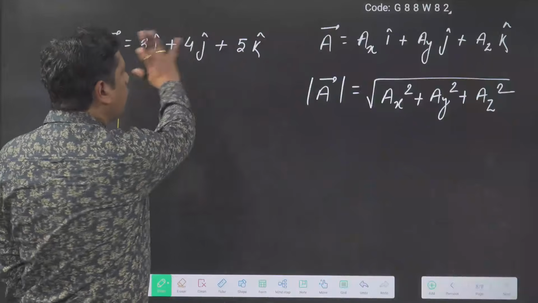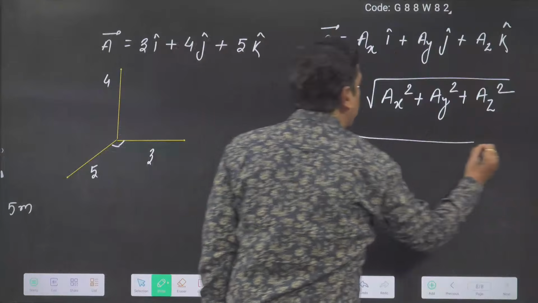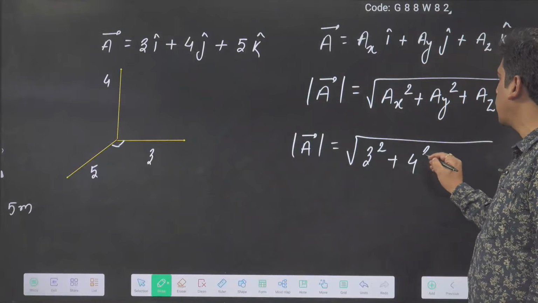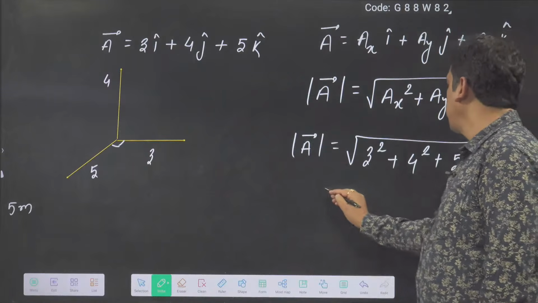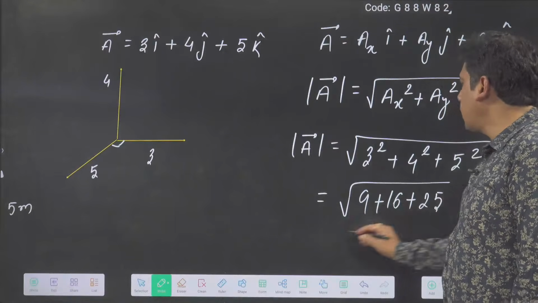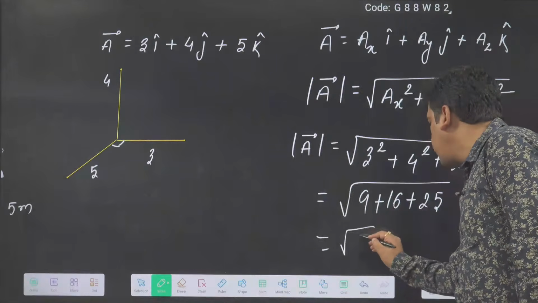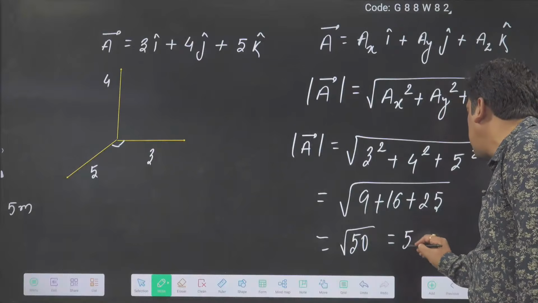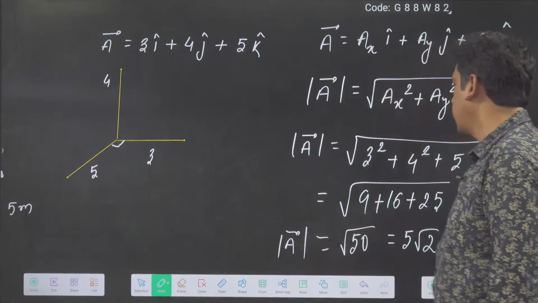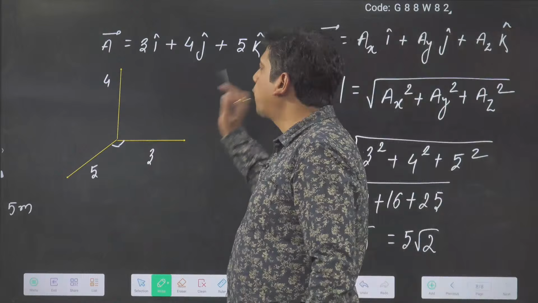So if you calculate magnitude of this one based on this formula beta, what will we say? We will say the magnitude is under root. X component is 3, so we will write 3 square plus 4 square plus 5 square. So it becomes 9 plus 16 plus 25. 9 plus 16 is 25. 25 plus 25 is 50, which will become 5 root 2. Okay, 5 root 2. So magnitude of this is 5 root 2.